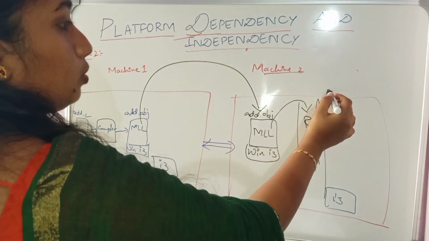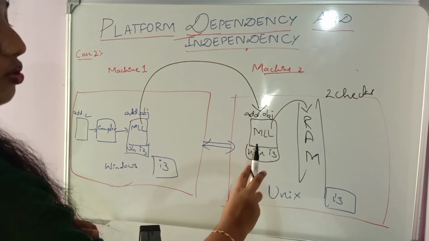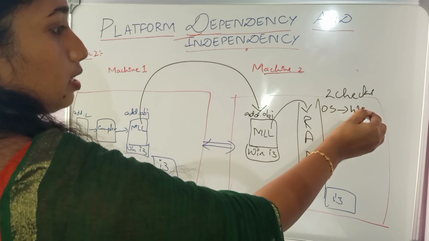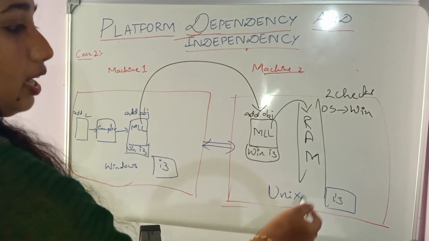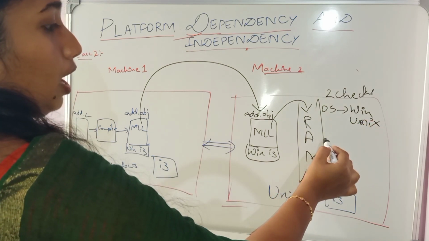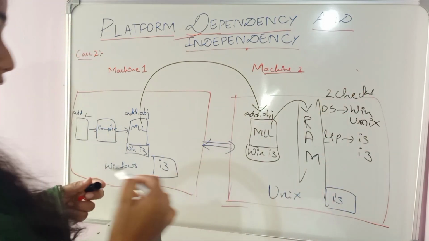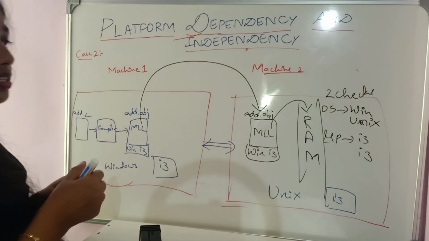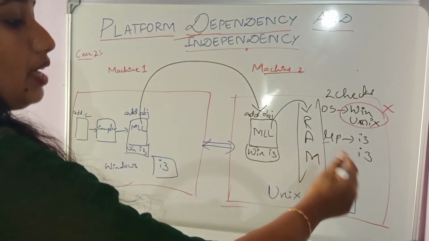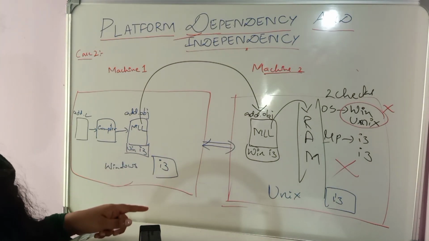In RAM, two checks will be performed. During compilation the OS is Windows, and at the time of execution the OS is Unix. What about the processor? The processors are the same, i3 and i3. But the OS is different, so execution will not happen. This is how C is platform dependent.